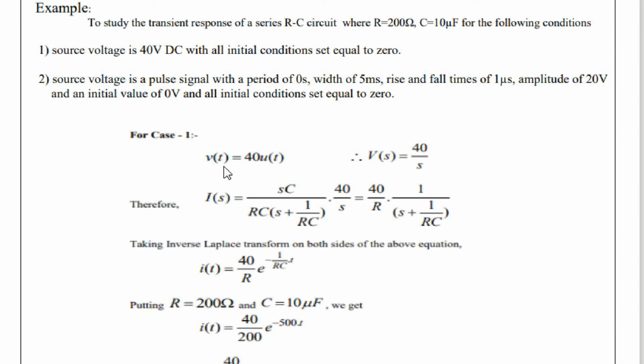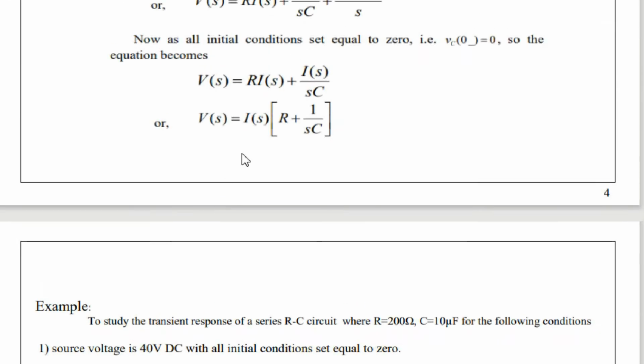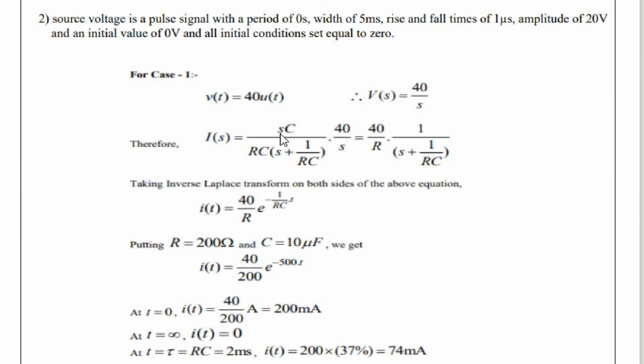So this is case 1. V of t is equal to 40 into u of t. Its Laplace transform becomes V of s is equal to 40 by s. From the equation V of s is equal to I of s into R plus 1 by sC, we get I of s is equal to sC by RC into s plus 1 by RC. This C gets cancelled, and V of s is 40 by s, this s gets cancelled, and you get 40 by R into 1 by s plus 1 by RC.